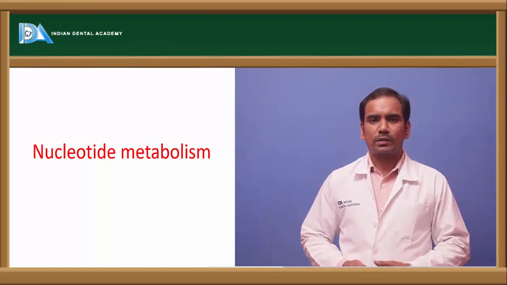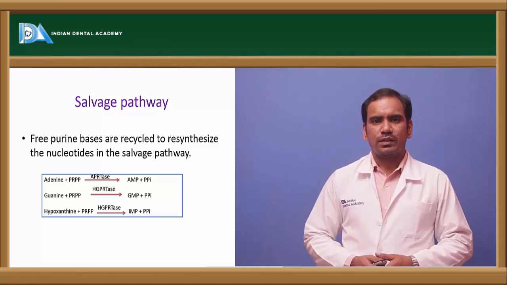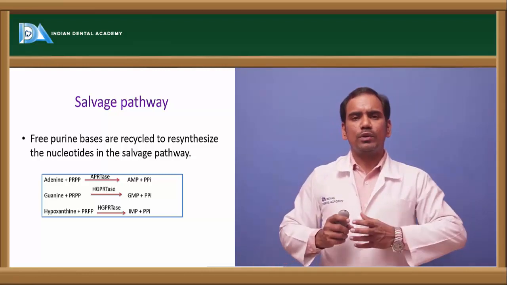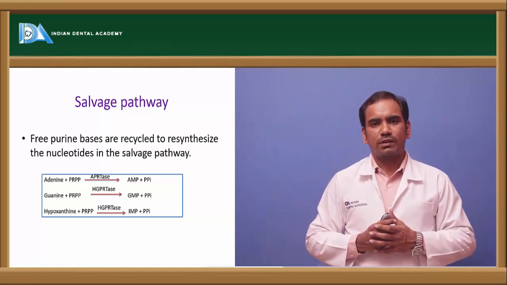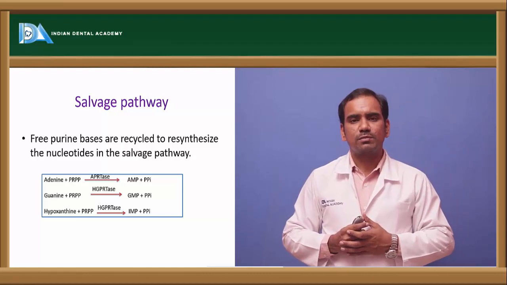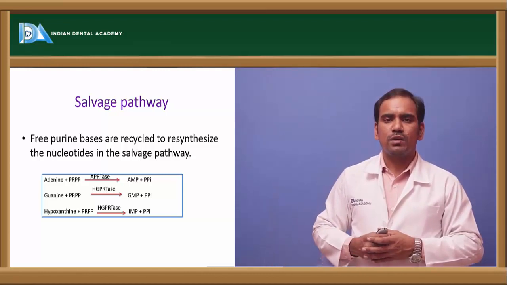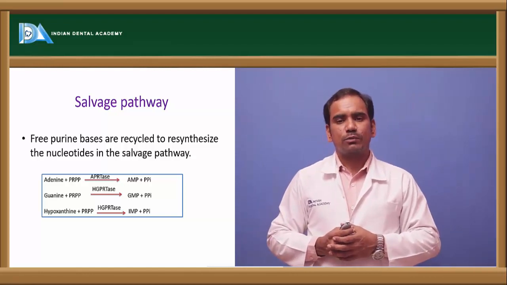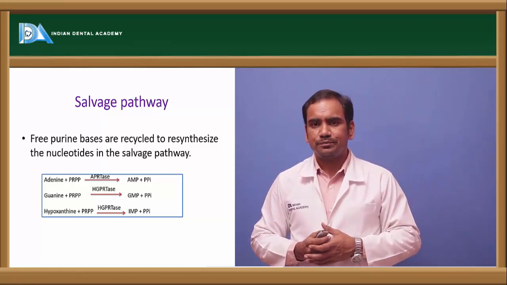Coming to nucleotide metabolism, here we'll see about the purine salvage pathway. In the degradation of nucleotides, free purines are formed. Those free purines are recycled by a pathway called the salvage pathway, so we call it the purine salvage pathway. It is concerned with the recycling of free purines formed during the degradation of nucleotides. That's what happens in the purine salvage pathway.